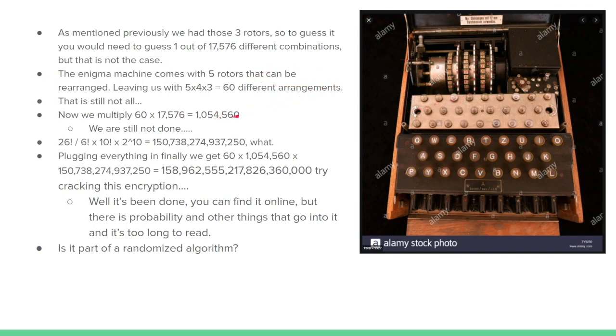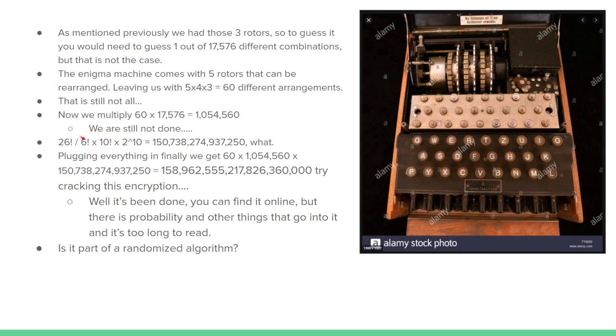which is about 1,054,560, which is a lot of combinations just by itself, which is ridiculous. But they wanted it even more encrypted. So there's a lot of fancy probability and things that I just can't be bothered to read. So here's the shortened version.